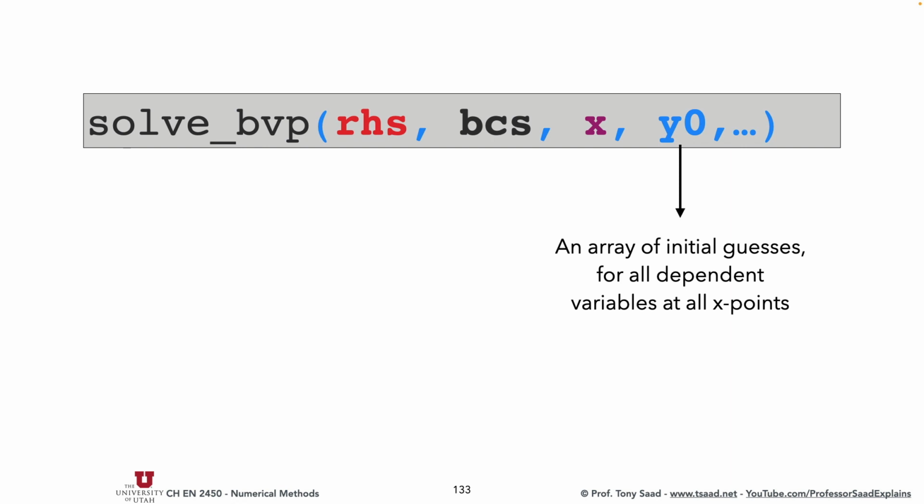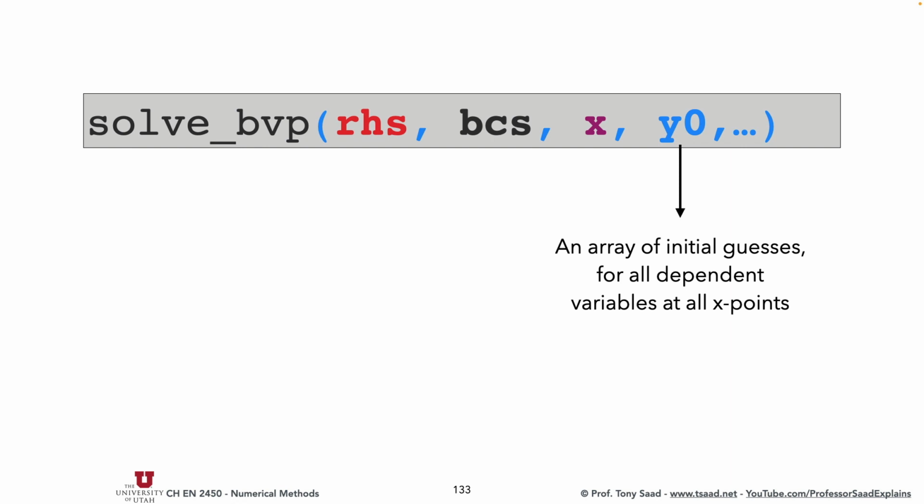When did we ever need an initial guess? When we were doing nonlinear solvers, right? Or when we were doing iterative solvers. Turns out that solve BVP internally is doing some form of a nonlinear optimization problem called the shooting method, which I do not recommend anybody learn that silly method. Anyway, that's what it's doing. That's why it needs an initial guess.